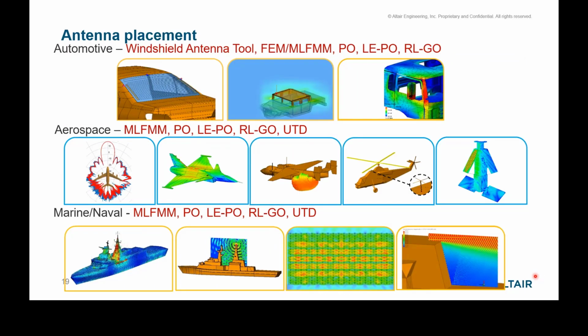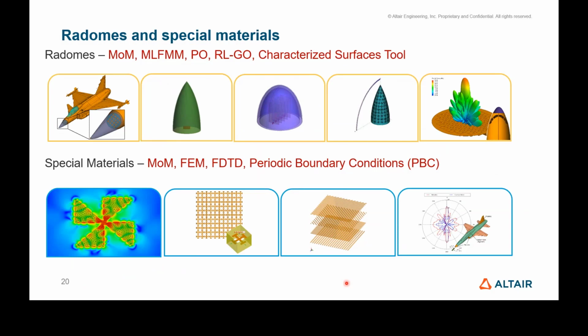Antenna placement in the automotive industry is widely used, even for windscreen antenna design and its interactions with the car, and the military vehicles as well, and trucks, etc. And of course, aerospace and naval applications as well, and other applications, radomes, even including FSS structures in radomes, one can analyze using Feko.